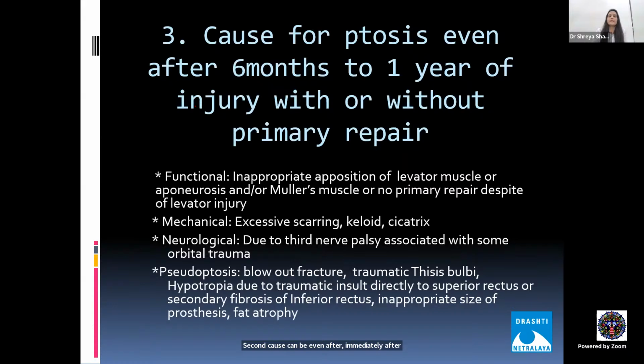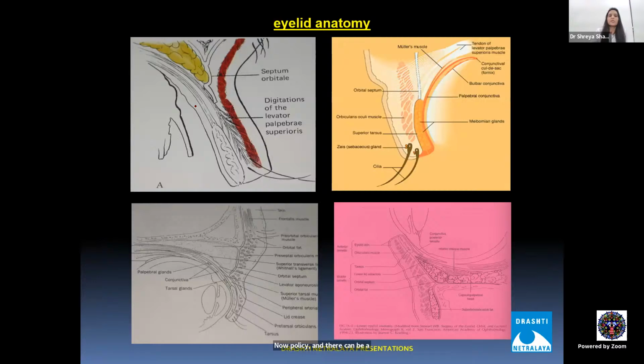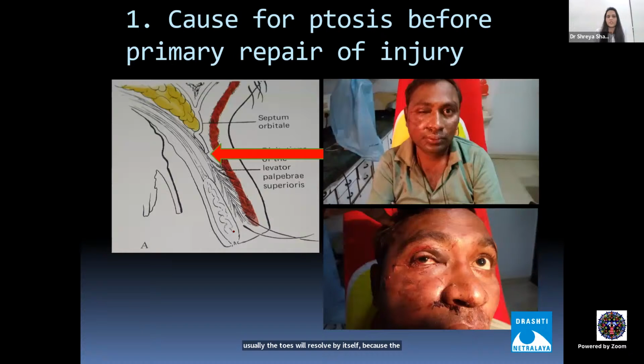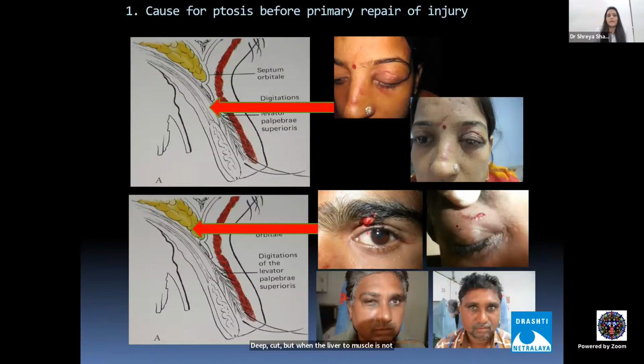So if you look at the first cause, you need to understand the lid anatomy. Whenever there is a trauma, if it is not touching the levator muscle, though it may look like ptosis, usually the ptosis will resolve by itself because the levator muscle is not injured. It is just the orbicularis that is injured. Even if you feel it is a very deep cut, when the levator muscle is not involved, usually the patient has very good LPS function. Even if this is a deep cut and there is a fat prolapse, but the levator muscle is not injured, the patient regains full movement and full correction.